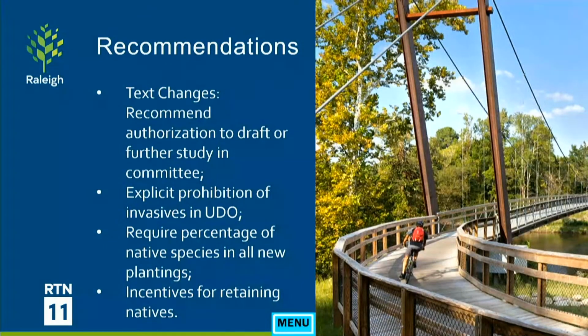But if you wanted to move forward with some recommendations, again, most any change would require a text amendment. We've identified what we think are some lower hanging fruit. If you wanted to consider those, we could consider including that prohibition in the UDO for invasive species. We could identify a certain percentage of native species that would have to be used for all new plantings, or provide incentives for them, or both of those things.